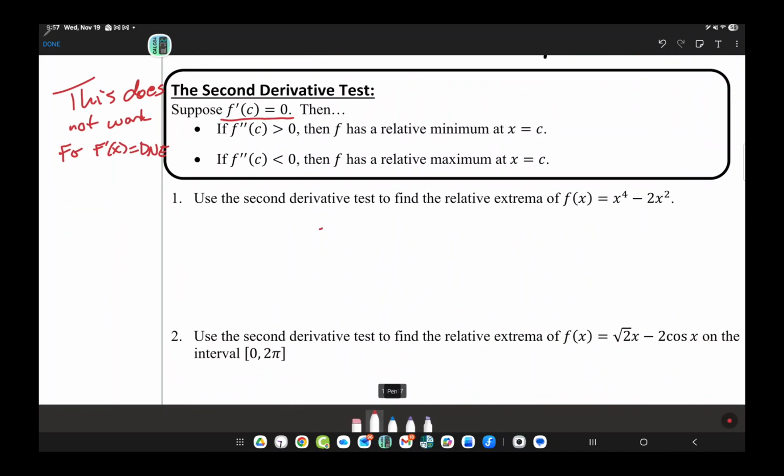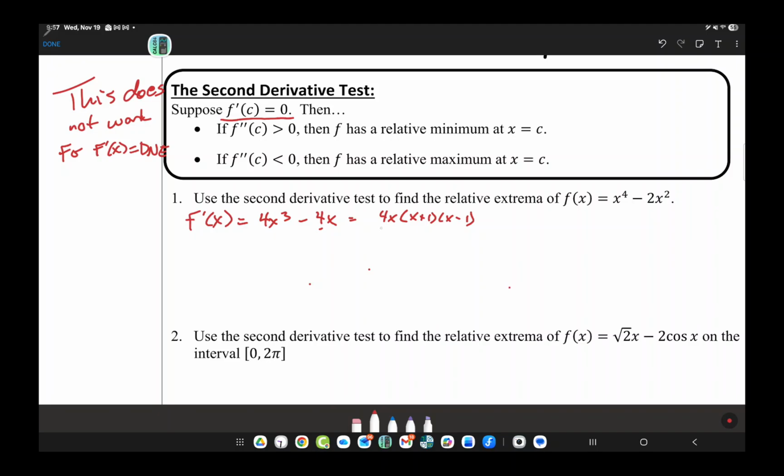So here's what we're going to do. We are going to take the first derivative. What is f prime of x? 4x cubed minus 4x, which we can factor out 4x. And that gives you x squared minus 1, which is x plus 1 and x minus 1, right?